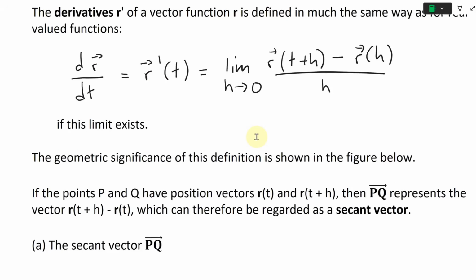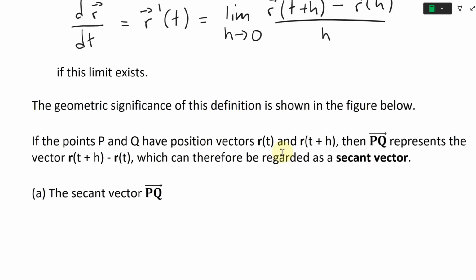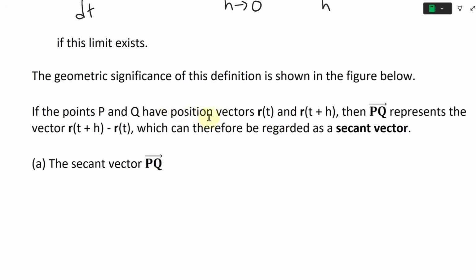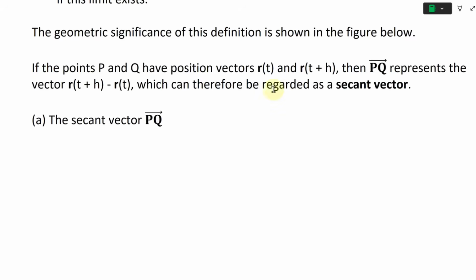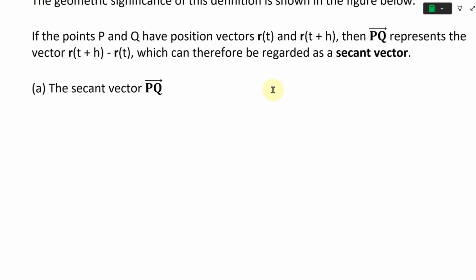Going further, the geometric significance of this definition is shown in the figure below. If the points P and Q have position vectors r of t and r of t plus h, then the vector PQ represents the vector r of t plus h minus r of t, which can therefore be regarded as a secant vector. I'll draw this out. So the secant vector PQ.